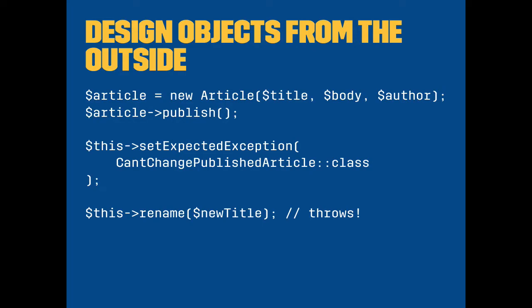And then when somebody publishes the article, and after that they try to rename it, it should throw an exception. So this is PHPUnit basically. This is a feature in PHPUnit where you can say, I expect that the next method is going to throw an exception. If this method does not throw an exception, then my test fails. So this test is guaranteeing that when I first call this, then call this, it will actually throw an exception.